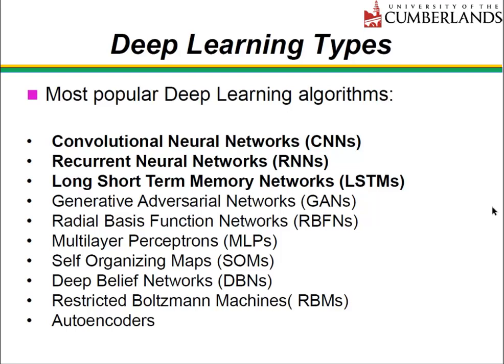We also have less famous ones like GANs, for example, generative adversarial networks. These are used for generating new data that resembles the training data. There's a radial basis function network. This is for classification, regression, and time series prediction. We also have multi-layer perceptrons, MLPs. These are the foundational deep learning architectures and are used for different tasks.